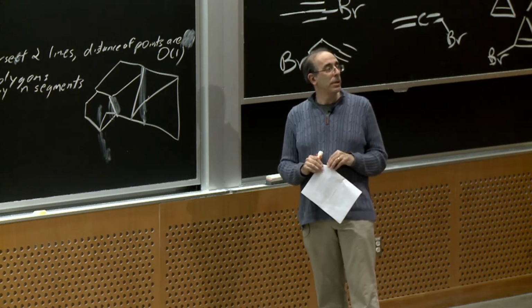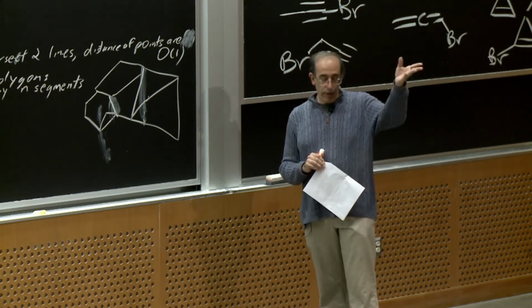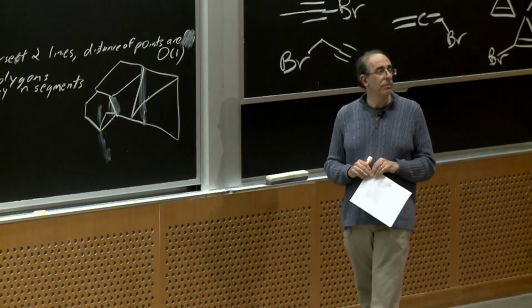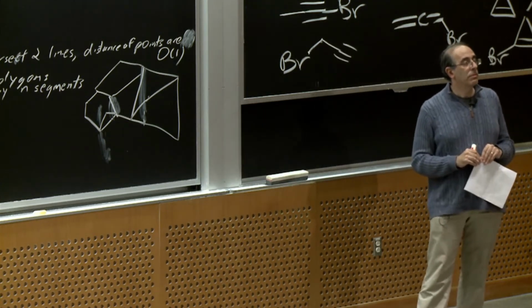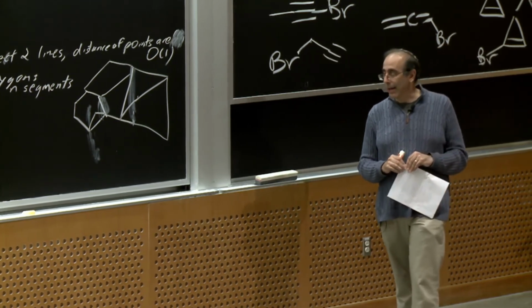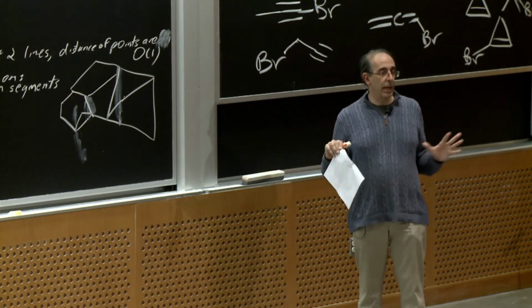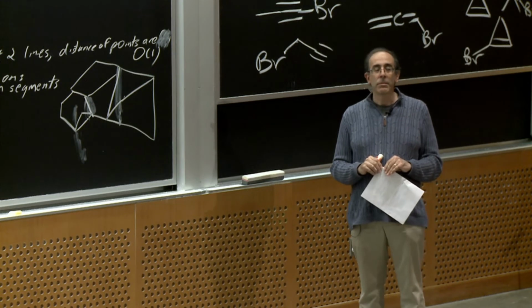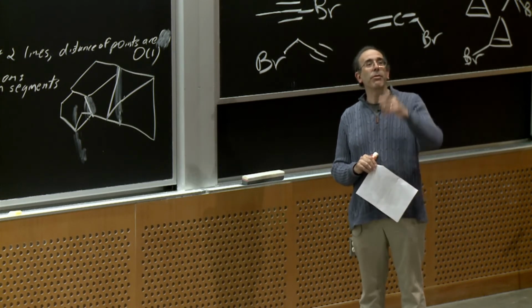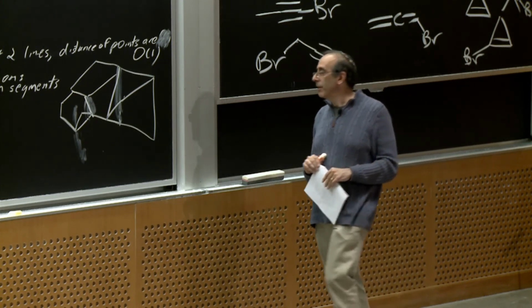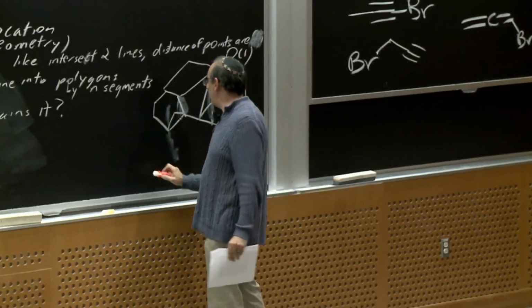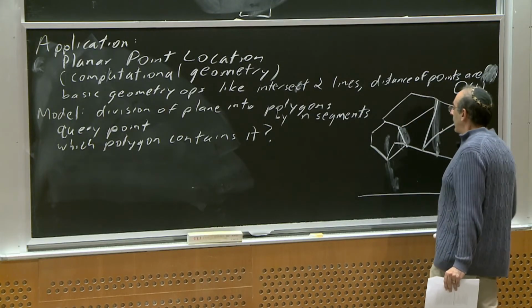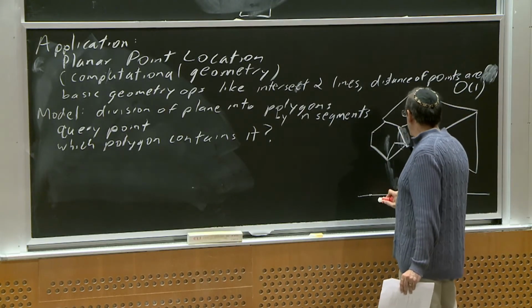Yes? I actually had a question first, which is, are we saying that polygons don't overlap? Correct. This is a subdivision of the plane into polygons. Okay. So what's the 1D version? Is it just a line with a bunch of points on it? Exactly. The 1D version is that I have a line, and I have a bunch of points on the line.